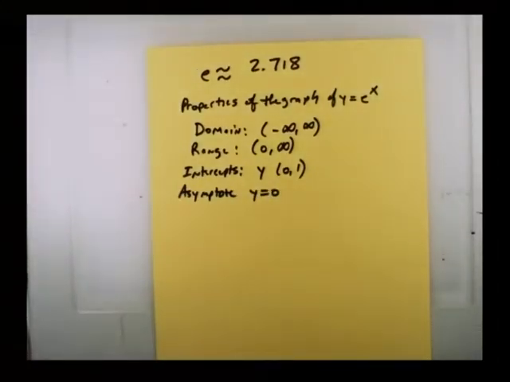Now, when talking about this, very similar properties: the asymptote's the same, the intercept's the same, the domain's the same, the range is the same, because e to the x is a subset of our exponential functions. It's one example of that.